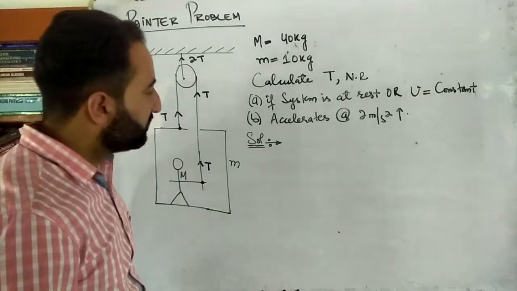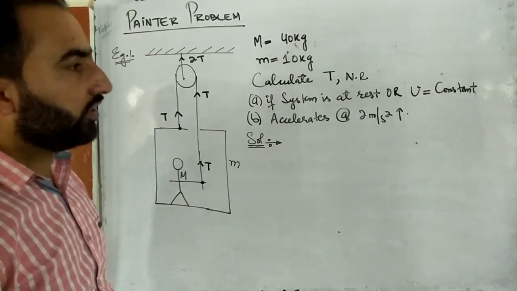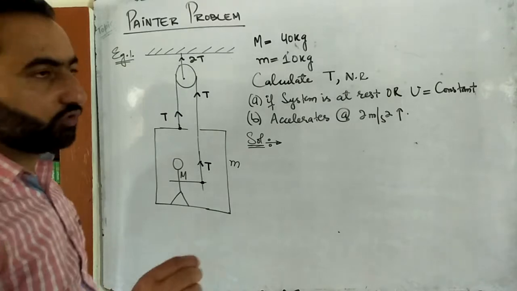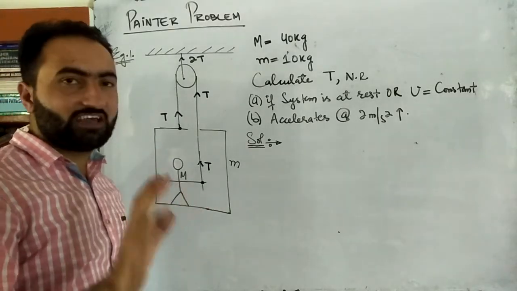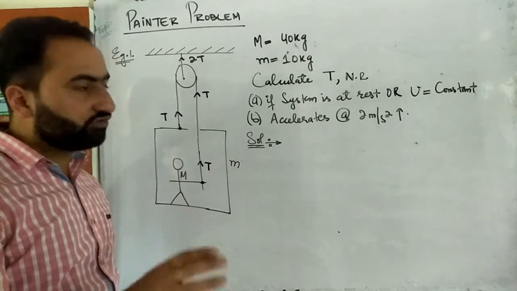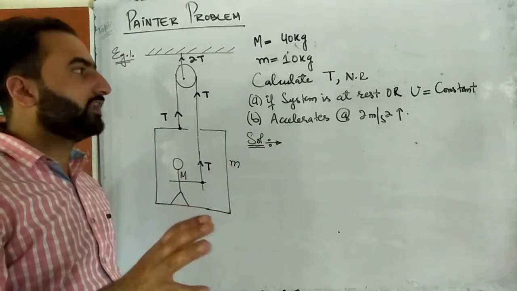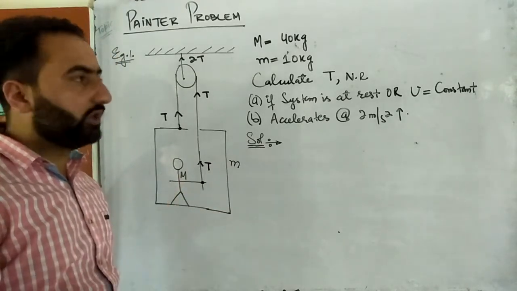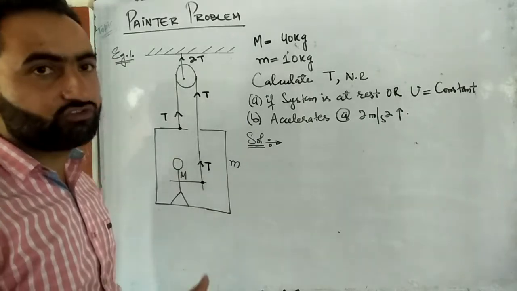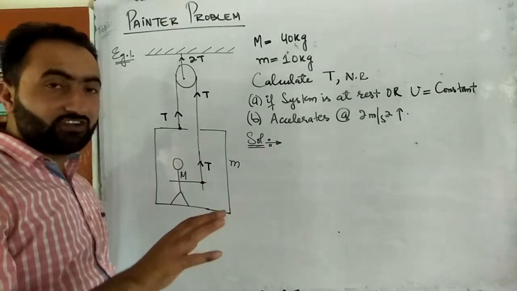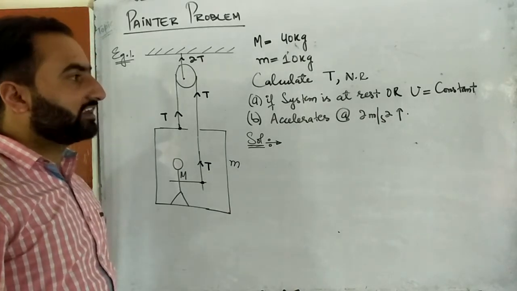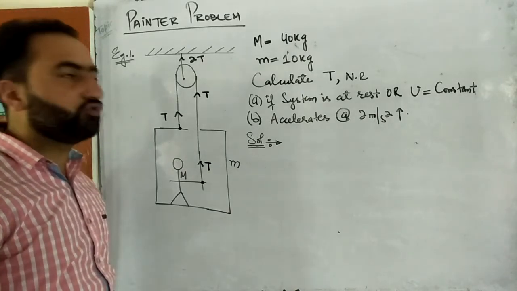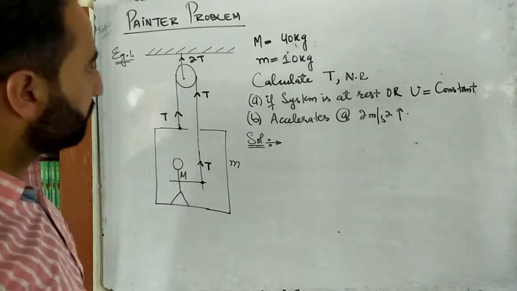Case first is that the system is at rest or moving with a constant velocity. You remember this. If the system is at rest or moving with a constant velocity, the physics remains unchanged. The reason is that in both situations, acceleration is equal to 0. Whether the system is at rest, acceleration is 0, or moving with a constant velocity, acceleration is 0. So the mathematical equations will remain unchanged in both situations. And B is that the system accelerates upwards with an acceleration of 2 meters per second square. Okay, so let's try to calculate it.